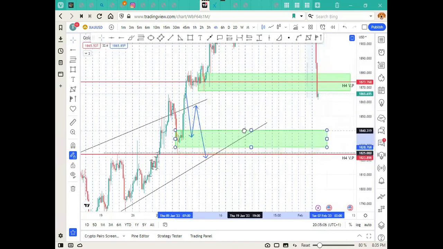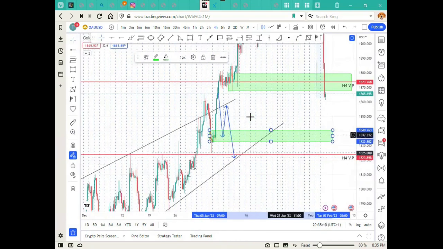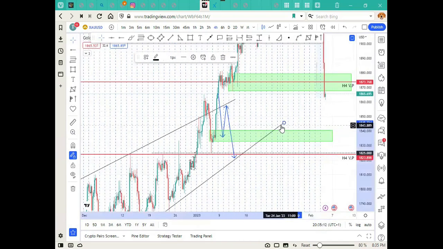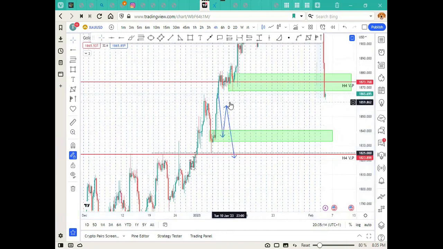This is the next point. This is a validation point that has not fulfilled efficiency, and the market needs to come back into it. These are for gold traders.